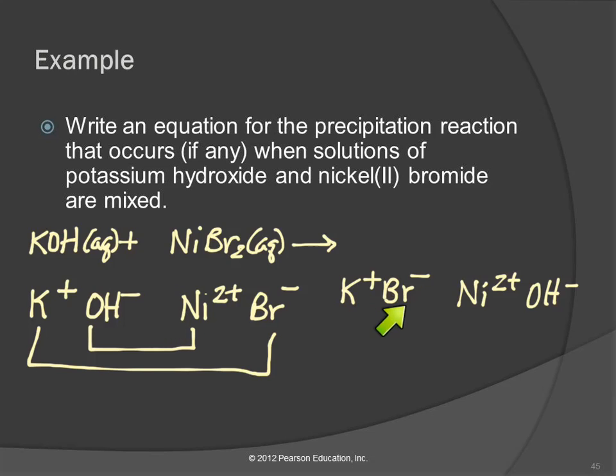So K plus and Br minus, plus 1, minus 1, we need one of each. KBr. I'm going to leave a space for the state symbol. Ni2+ and OH-. I'm going to need two of these. Because that's a polyatomic ion and I've got two of them, I need parentheses. And then I'll need a state symbol. Any questions yet?